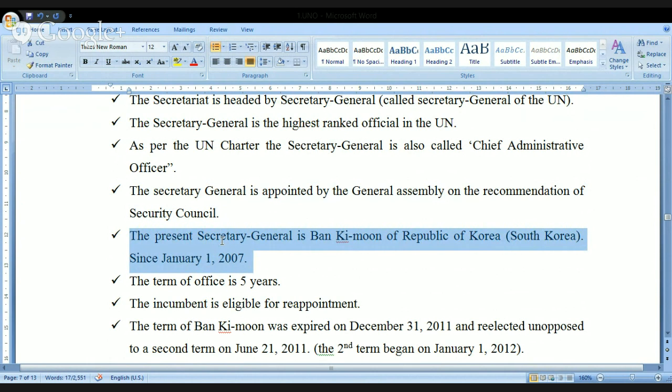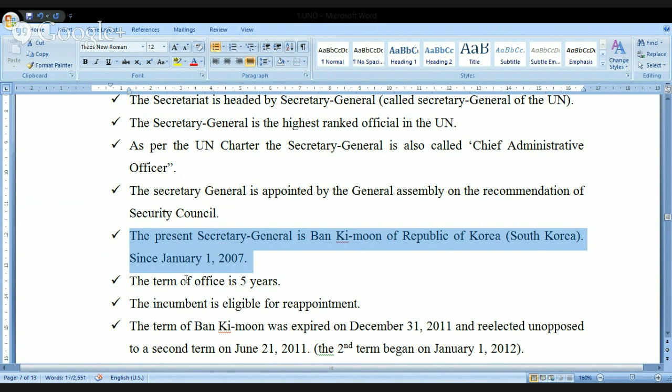Ban Ki-moon, and this gentleman belongs to Korea. This is from January 1st, 2007 onwards. He will be holding office for 5 years, and then the term is over. But the person is eligible for reappointment. That's the reason why again he has been appointed as the Secretary General, and even today the same gentleman is continuing as the Secretary General.